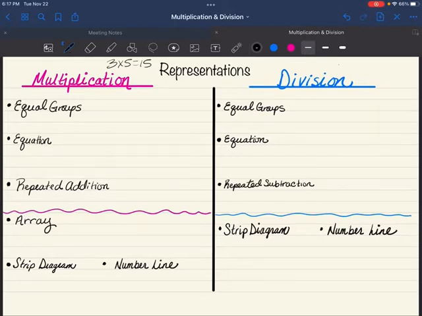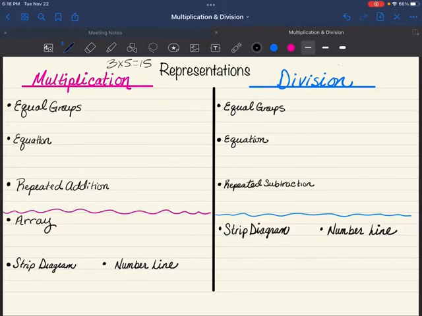Now, I'll just say it, our representations always match our story problems. So that's super important, because we know with the commutative property, you can say 3 times 5 is 15, or you can say 5 times 3 is 15. But in this case, we want our representations to match exactly what the story problem says.